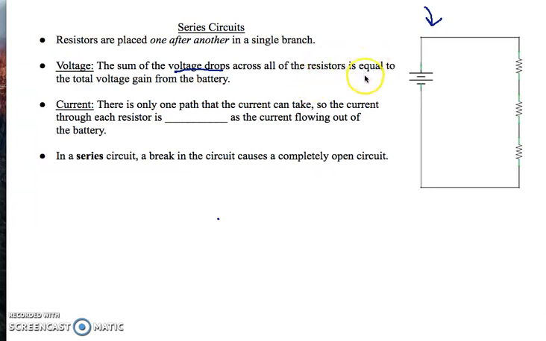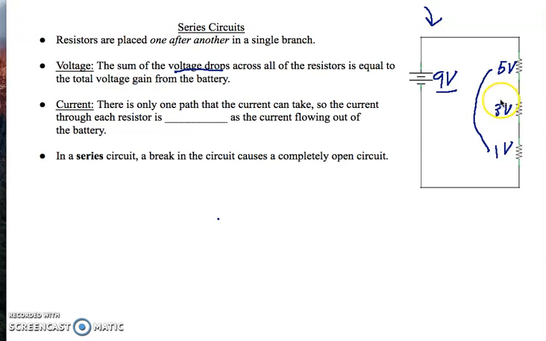So let's say the total voltage out of the battery is 9 volts. Sure. So the sum of the voltage drops from each resistor has to equal 9. So for example, I'll just give you some numbers. If there's 9 volts supplied by the battery, maybe 5 volts drops from the first resistor, and then we have 3 volts, and then 1 volt. So all three of these would add to the 9 volts.